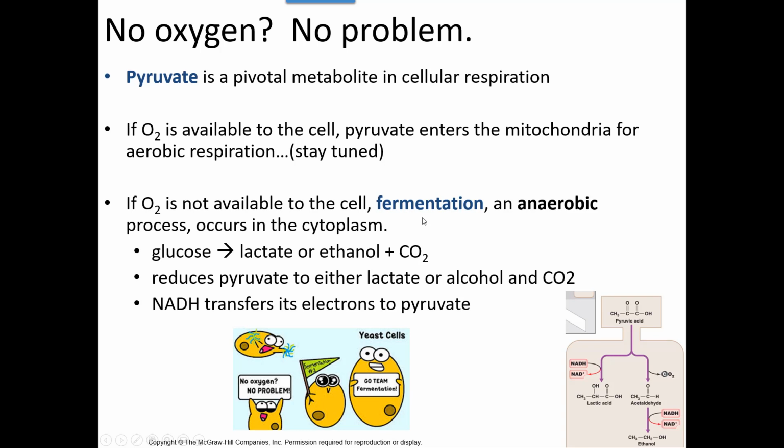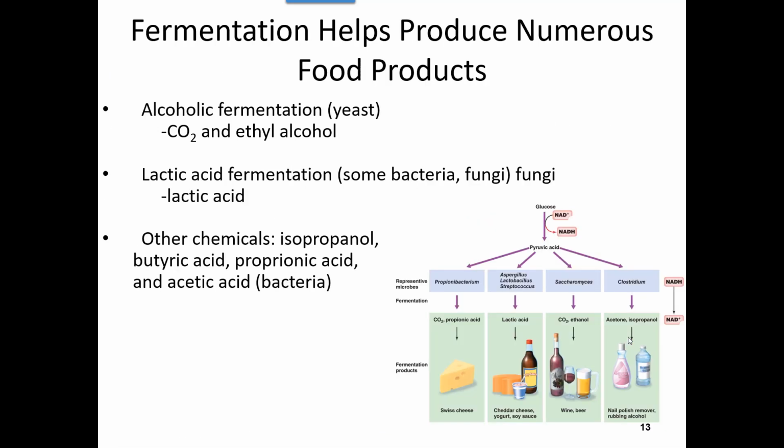Some organisms, whether it's yeast or some other type of cell, can also take that pyruvate and turn it into other products as well. It doesn't have to be just lactate or just ethanol. And it's those NADHs that can transfer all their electrons to the pyruvate. They can take that pyruvate, give it electrons and help turn it into a different type of product. This is just showing some examples of what we can get out of pyruvate in a fermentation reaction.